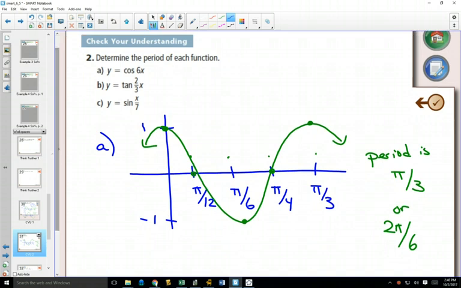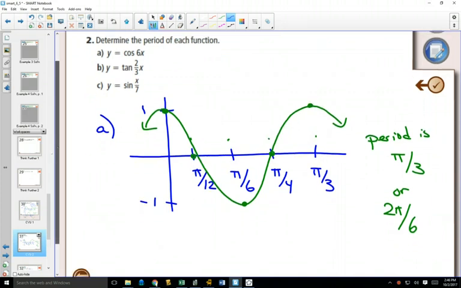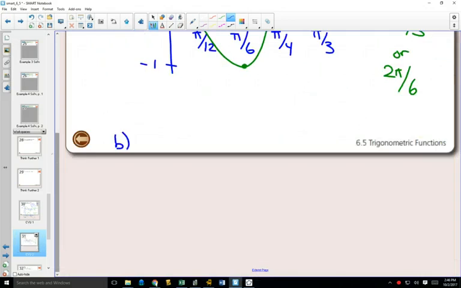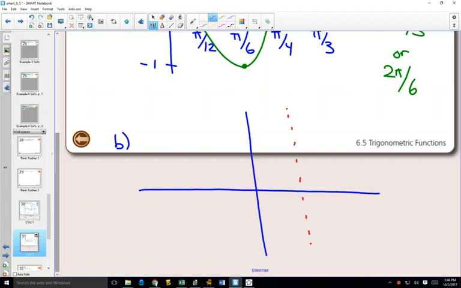Part B, y equals tan of 2/3 x. So, do we have a stretch or compression? Stretch. We would multiply all of our x values by 3 over 2. So if we think about our normal tan graph, in our normal tan graph, we had asymptotes at pi over 2, negative pi over 2, 3 pi over 2.